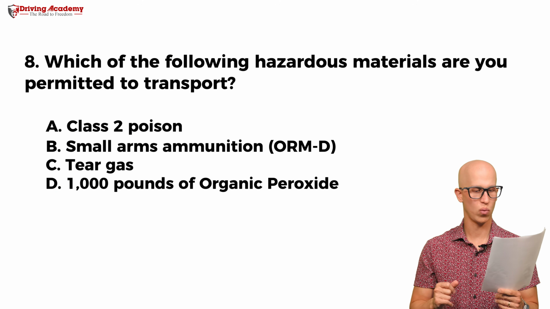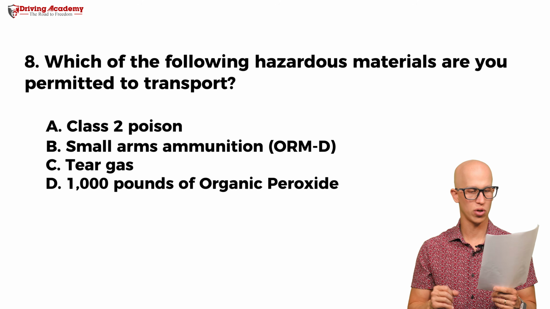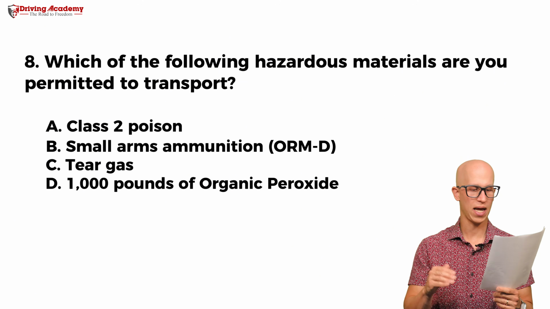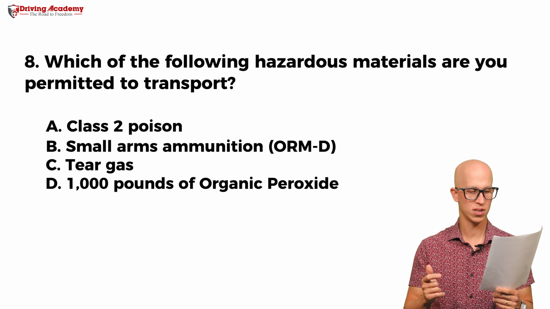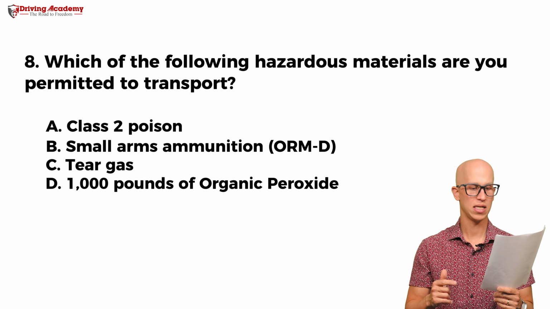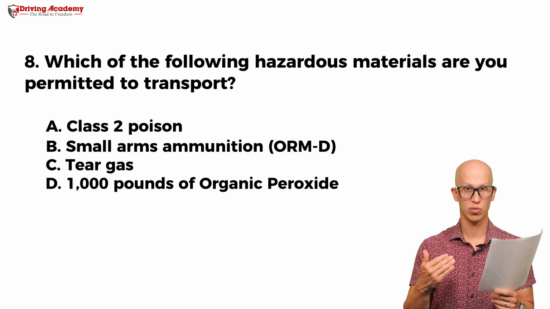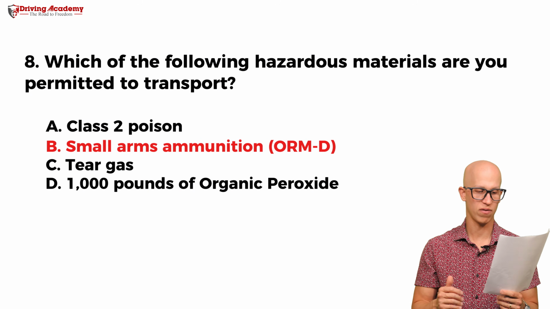So the next question is going to be, which of the following hazardous materials are you permitted to transport? Especially in a bus, right? So it's going to be A, class 2 poisons, B, small arms ammunitions, C, tear gas, or D, 1,000 pounds of organic peroxide. The correct answer here is going to be B. This is something that you just have to memorize.